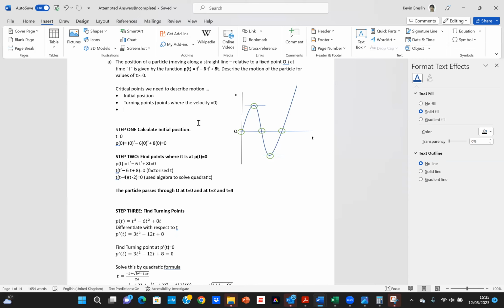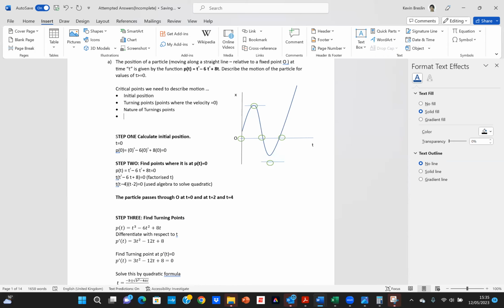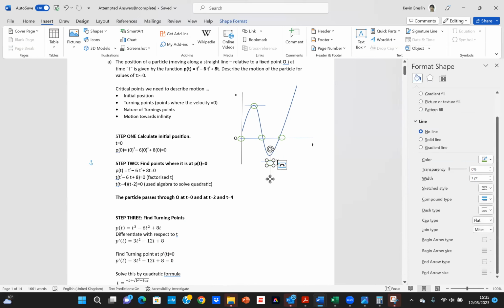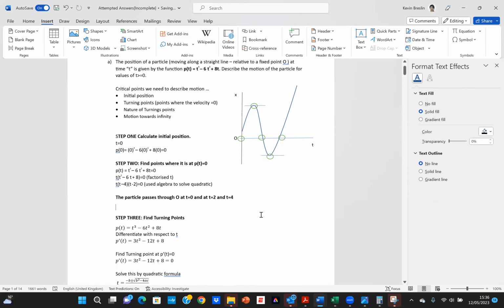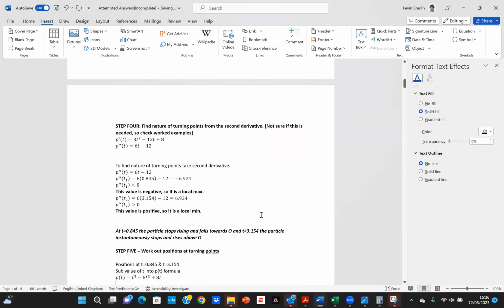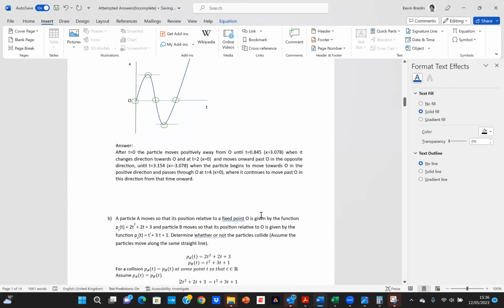So turning points, where one is the nature of turning points. I'm not going to waste too much time on this, but I'll try. Right, so it's a fairly easy question if you know your calculus, but it can be a bit tricky.